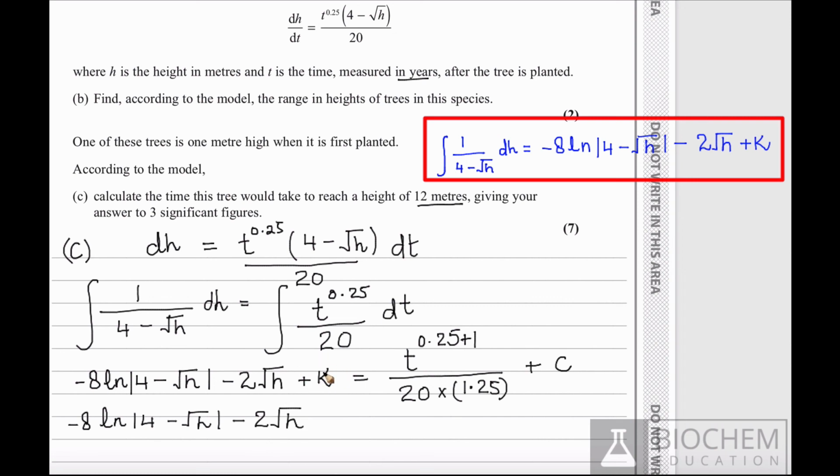Now we can bring this constant k to the right hand side, and this constant k with another constant c will give you another constant. We can call that a. So we can say that this simplifies to t to the power of 1.25 over 20 times by 1.25 is 25. You can quickly do that on your calculator. And the constant c minus k is another constant, and we can call that capital A.